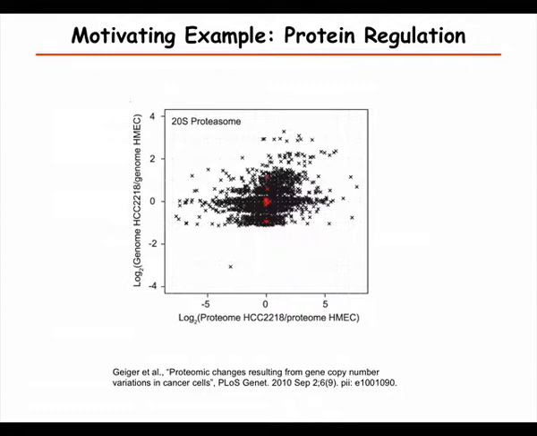For example, the 20S proteasome are the ones that are marked in red, and you see that there are large changes in the copy number, but there are almost no changes in the protein levels. So this is quite common. That's one reason why it's very important to look at the actual proteins, because there is some correlation sometimes, but often not. And this is an example of where there isn't.